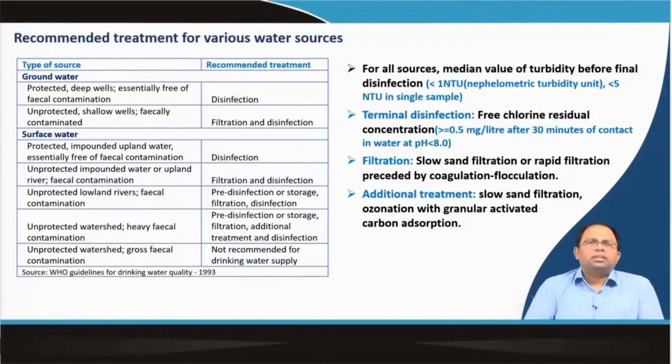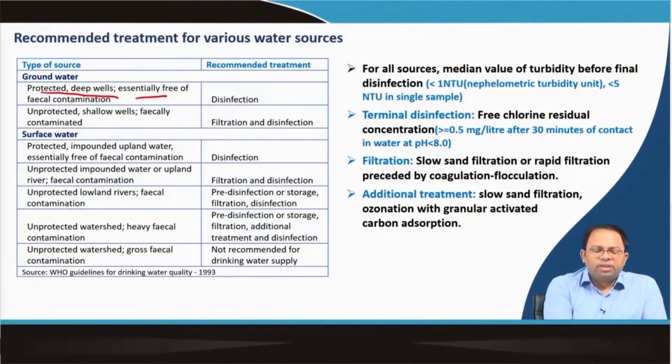So in that case, we should understand that there are different types of water, based on the sources. For example, if it is groundwater, like protected deep wells, essentially free from fecal contamination, in this case we can suggest that this water could be taken up just with disinfection. That means you mix chlorine with water and you can drink it, right? For unprotected shallow wells, where there is some amount of fecal contamination, we better go for filtration and then disinfection. So direct disinfection will not work for this.